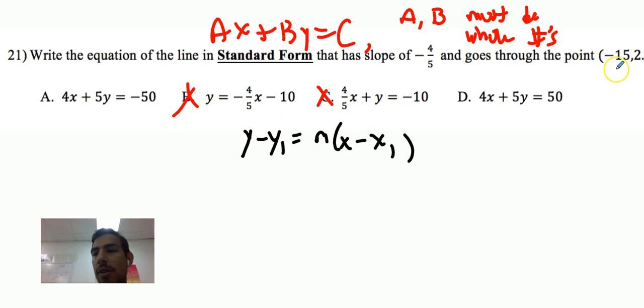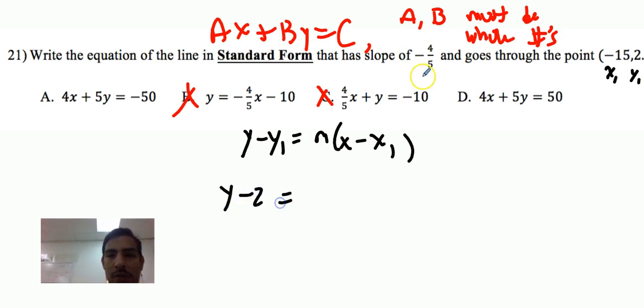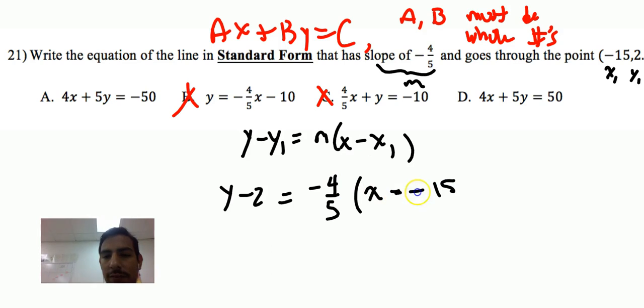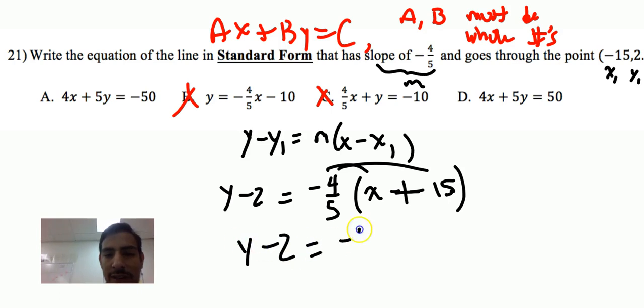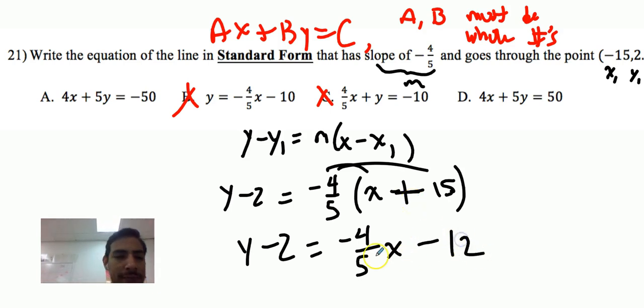Okay, to use this form, negative 15 is x1, 2 is y1. So let's go and do y minus 2 is equal to, the slope is negative 4/5, that's m. And then parentheses, x minus a negative 15, which means we got a big old positive here. Let's clean up this side. So when I distribute negative 4/5 to both parts, I get y minus 2 is equal to negative 4/5 x. And a negative 4/5 times 15, I could use my calculator for that if I need, and I get minus 12.